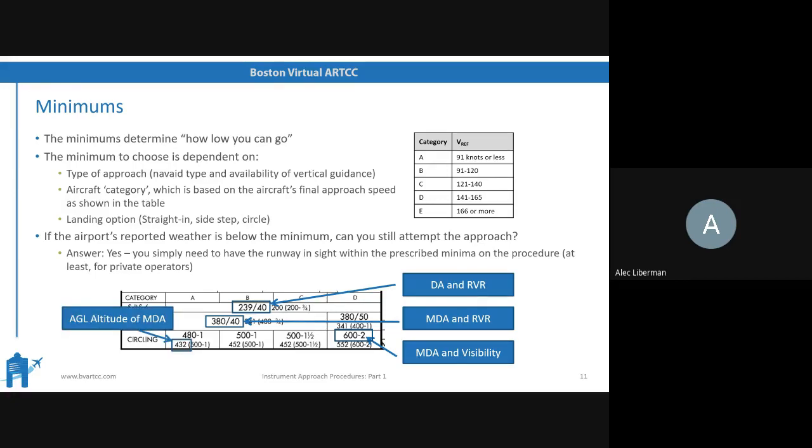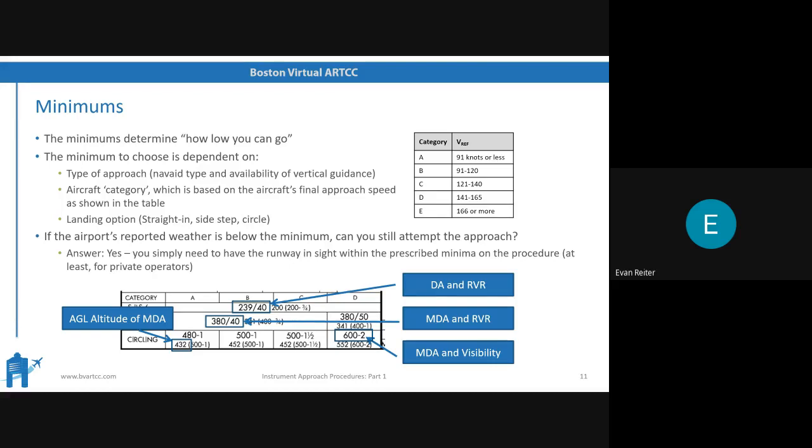And the AGL altitude of an MDA, 432 feet, that's in the smaller fine print, or the smaller text rather. And that altitude in this specific context is just advisory. So it's just telling you that at 480 feet on the altimeter, you would be 432 feet above the ground.